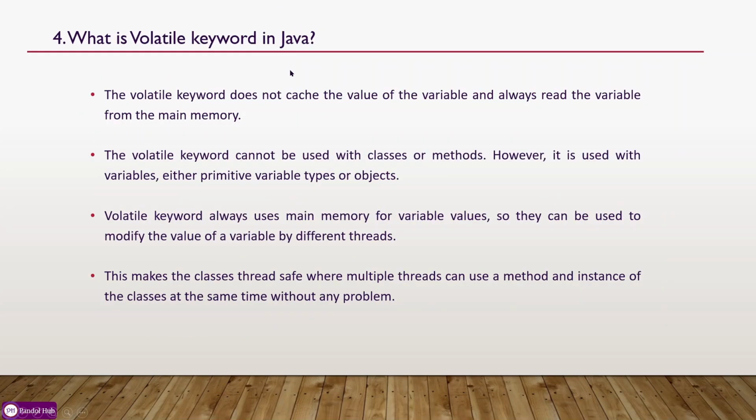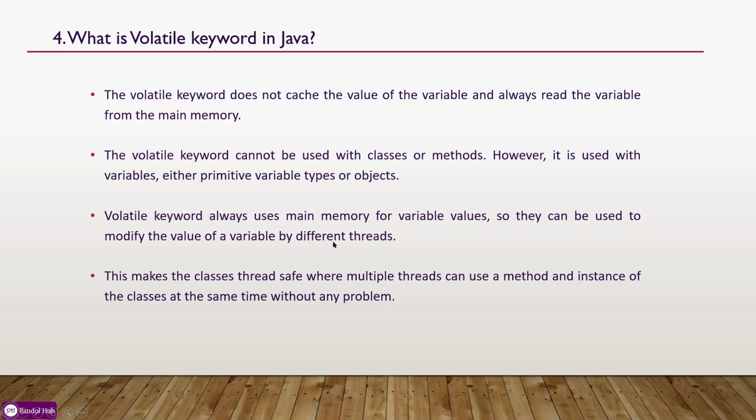So what is the volatile keyword? Just to give an idea, the volatile keyword does not cache the value of the variable and always reads the variable from the main memory. So it doesn't read it from the cache, but directly reads from the main memory. The volatile keyword cannot be used with classes or methods. It can be used only with primitive variables or objects. The volatile keyword always uses main memory for variable values, so it can be used to modify the value of a variable by different threads.